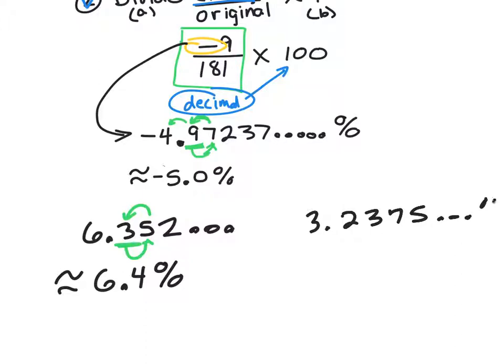If I had, let's say I did all the steps and I had 3.2375 dot dot dot percent, because again I got a big decimal there at the end, I am again following the directions and rounding to 1 decimal place. But I look to the right this time, and 3 is smaller than 5. So that means the 2 is not going to round up. It's just going to stay at a 2. So then my answer would be approximately 3.2%.